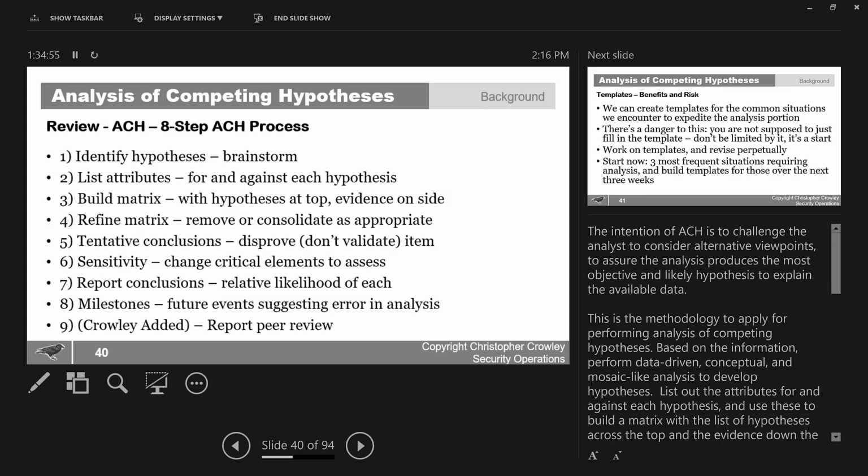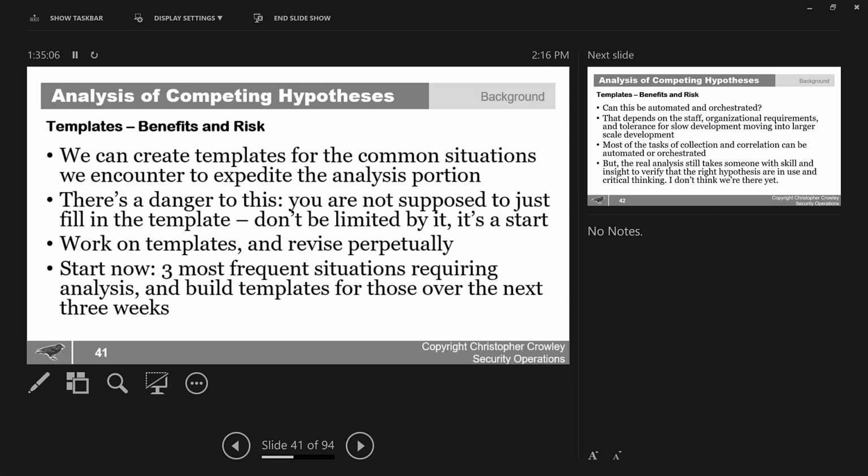So this ACH process is something that as a sequence is really important. There are parts of this that we can orchestrate. There are parts of it I don't want to automate. Okay? One fear that I have when I start to build out pre-created analysis of competing hypotheses templates is I'm going to give these to my analysts in the SOC in order to expedite things and make it easier for them, and they're going to take this template and just fill in the boxes. They're like, I'm done, there you go. Which is exactly not the point.